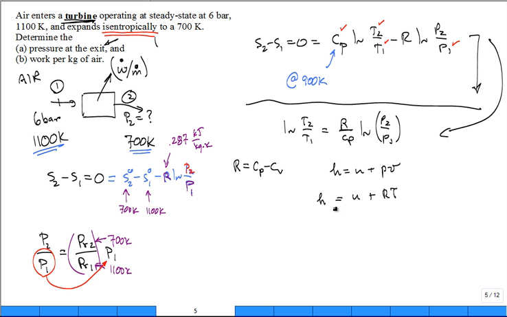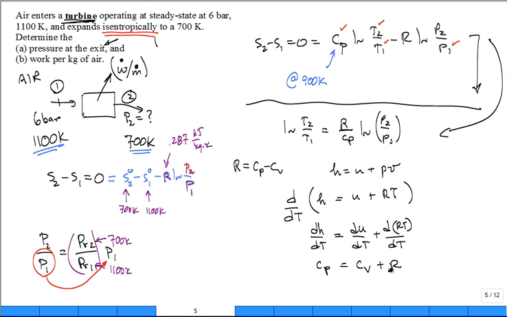If I take this equation now and differentiate it with respect to temperature, it's still a truthful equation. And now what is dH/dT? What is dU/dT? That's not a time, that's a temperature. And what is the derivative of RT with respect to T? R. So I just rederived it. R is equal to C sub P minus C sub V for an ideal gas.